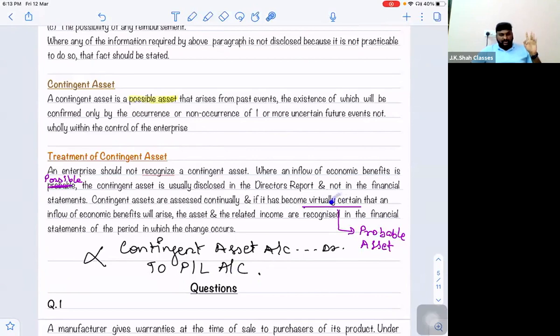But when it becomes virtually certain, it is a probable asset, then you can record it. Then you will record it not in the form of a contingent asset, but in the form of an actual asset. So if any compensation is receivable, you can directly pass the entry: compensation receivable account debit to P&L.